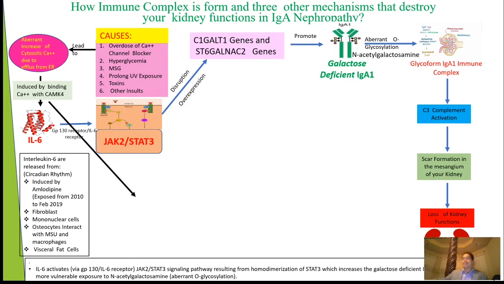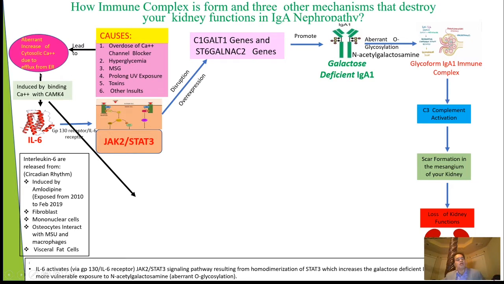Okay, so let's begin. The same initial event happens. Like I said before, all the normal and abnormal physiological events that happen in the body are initiated by calcium ions, an increase in cytosolic intracellular calcium ions inside the cell. In this case, we are referring to the kidney cells, the specialized kidney cells called podocytes. So the first reaction is an increase in cytosolic calcium inside the cell.